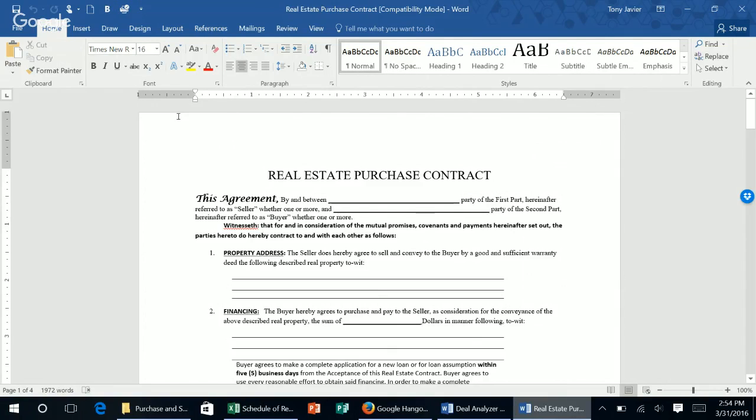All right, so let's get into the real estate purchase contract so you can understand how to better put your deals together and get them under contract. Because that's one of the biggest questions that we get: what kind of forms do you use and how do you use them? So here we go.